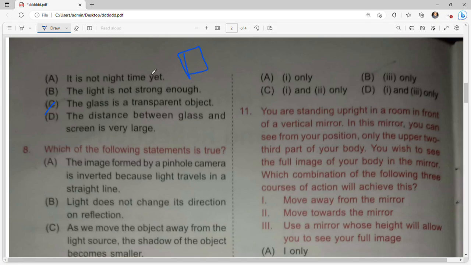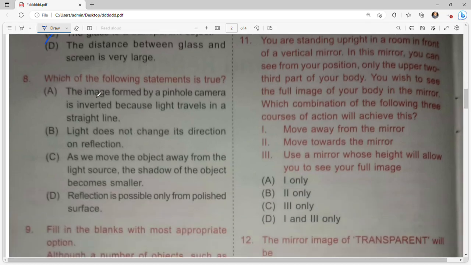a transparent object, and the main thing for a shadow to be formed is that there should be an opaque object which should obstruct the path of the light. But as we know, glass is not an opaque object, it is a transparent object, so it allows the light to pass through it. Next question is question number 8.